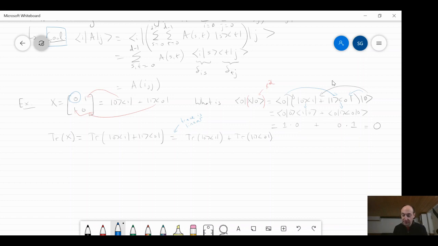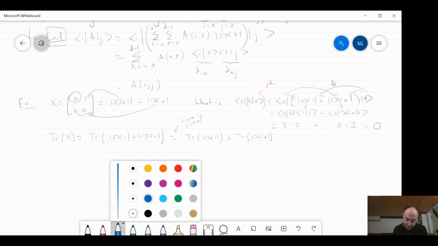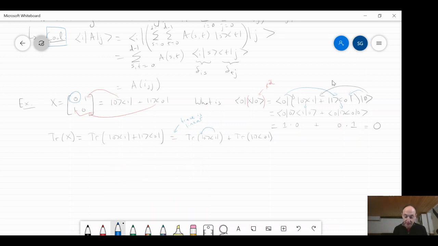I could do the same thing here. I could take this ⟨1| for example, and by cyclicity, I could move it to the other side. I'm allowed to do that. The trace doesn't care if it's a lopsided matrix or a D by D matrix. So in particular, I could write the trace of ⟨1|0⟩ plus the trace of ⟨0|1⟩, and this is because trace is cyclic.